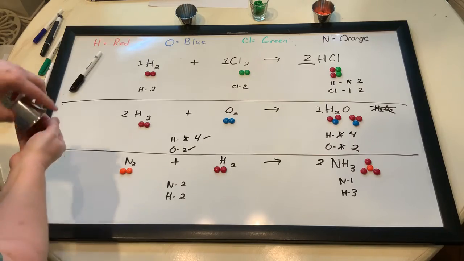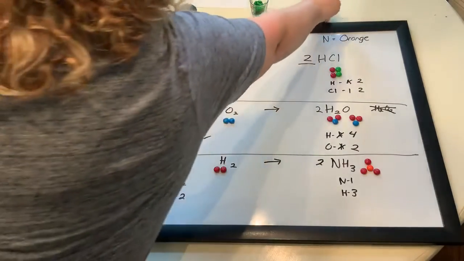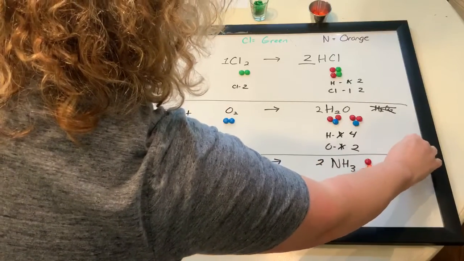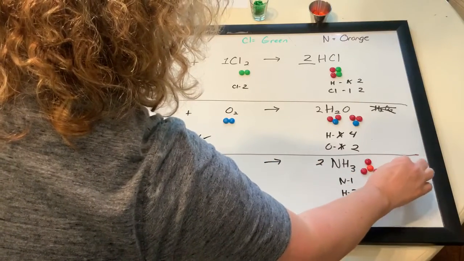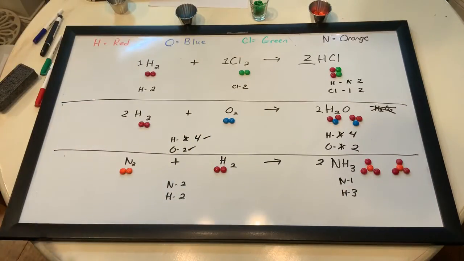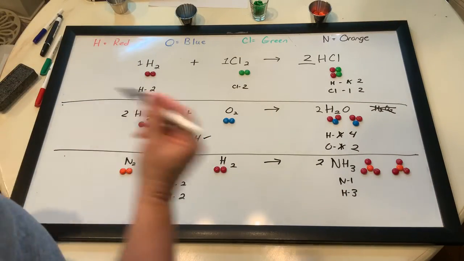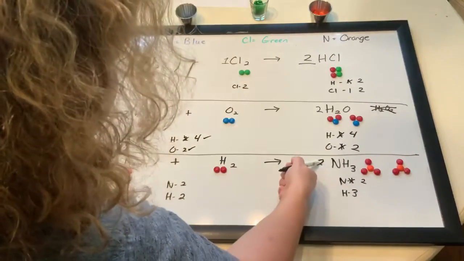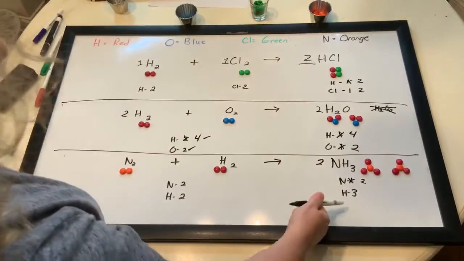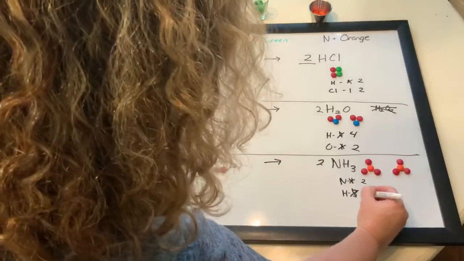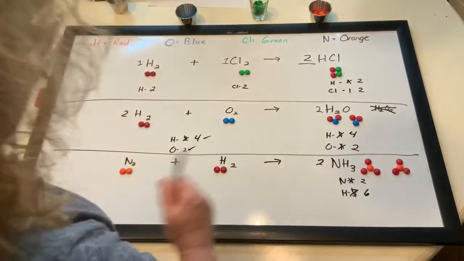So let's try this with changing this to 2 of these. All right, so now let's look over. How many do I have on this side? How many orange ones do I have? I have 2. 2 times 1 is 2. How many hydrogens do I have? 1, 2, 3, 4, 5, 6. 6. 2 times 3 is 6.